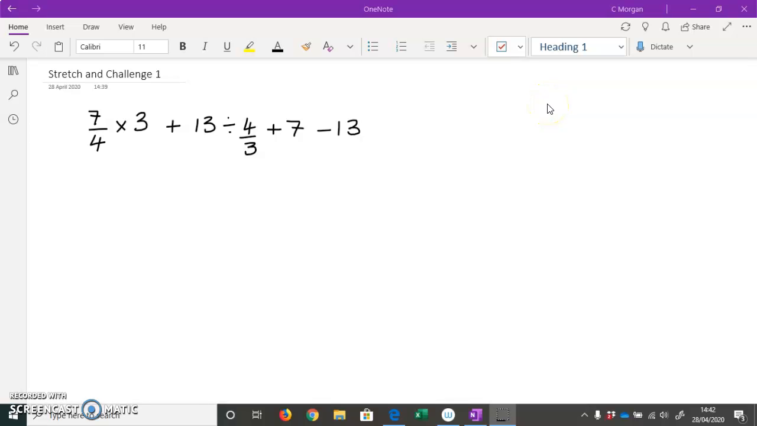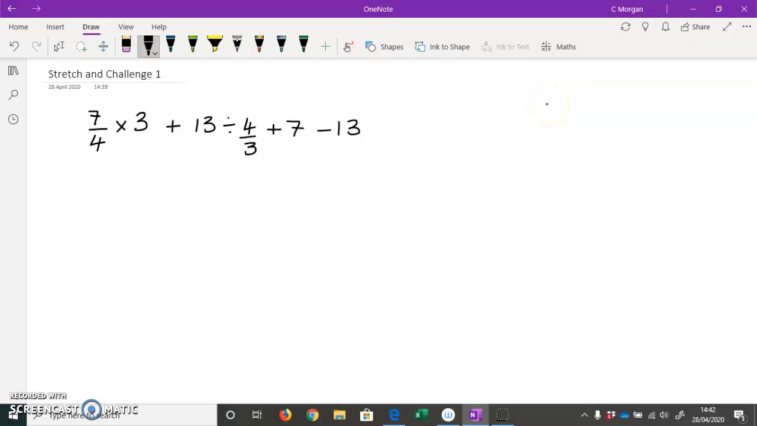Hello, you're probably here because you've had a couple of problems with one of the Hegarty tasks, one of the stretch and challenge tasks that I set for you, and it combines knowledge of the order of operations using BIDMAS with our knowledge of fraction calculations.